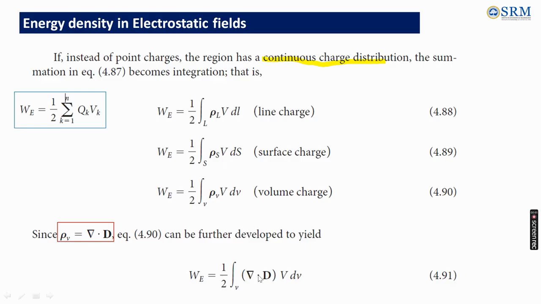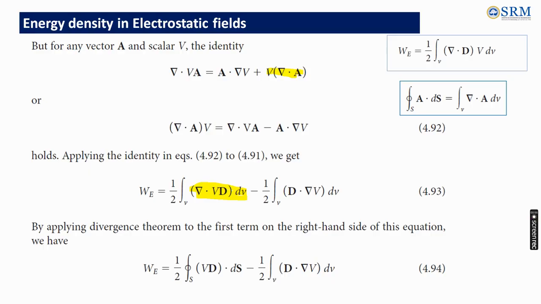And we are in this step. So still we have not reached our finding of energy density. To do that, we are going to use an identity. There are two things here: del dot D V. There is a vector as well as a scalar. Electric flux density D is a vector, potential V is a scalar.